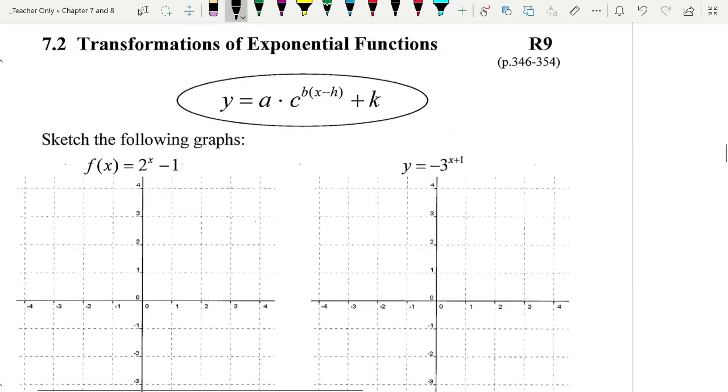Here's how we transform them. This should look fairly familiar to you, right? A is, of course, just a coefficient. C here is my base. And A could be my vertical stretch. So why don't we actually start labeling these? A is my good old vertical stretch.